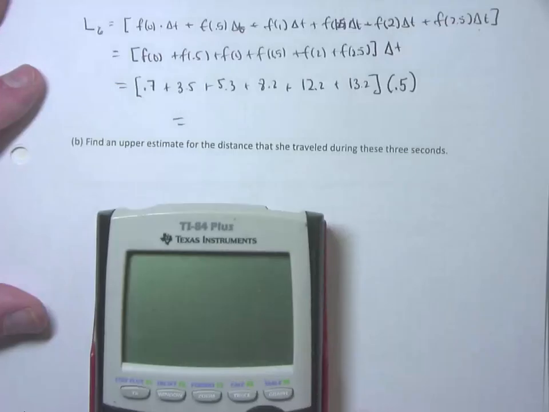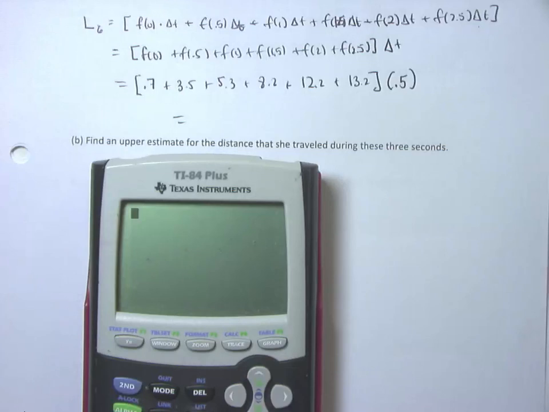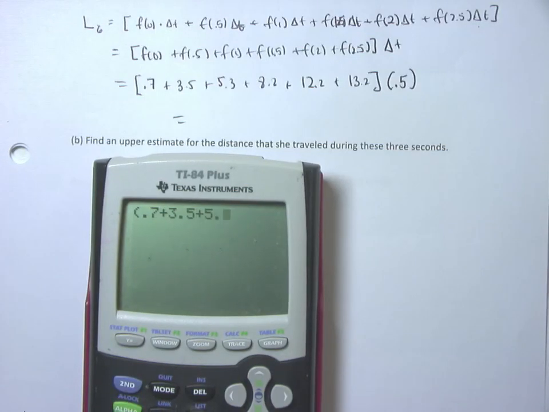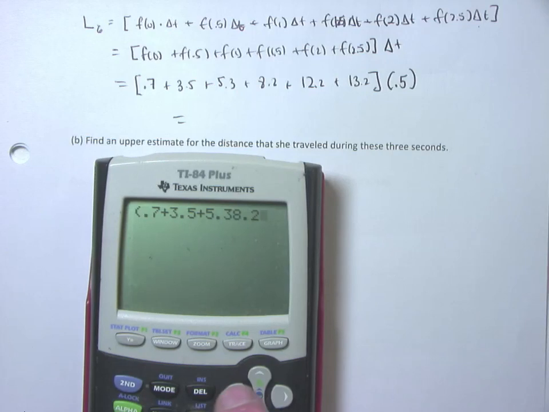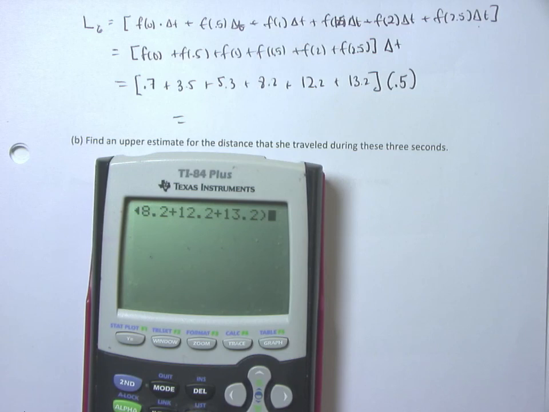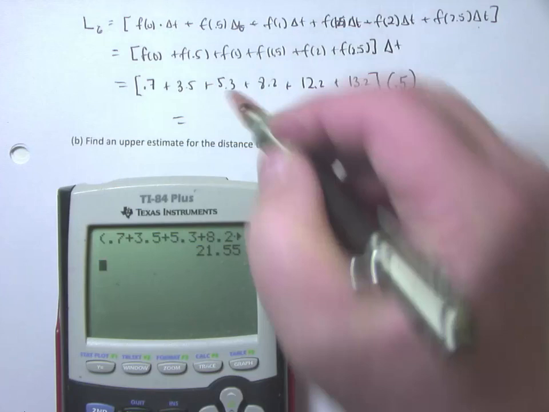So this would be parentheses 0.7 plus 3.5 plus 5.3 plus 8.2. Oops, there's one there. Plus 8.2 plus 12.2 plus 13.2. Close parentheses times 0.5, and I end up getting 21.55.